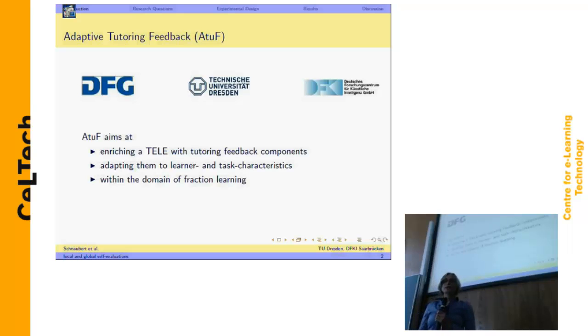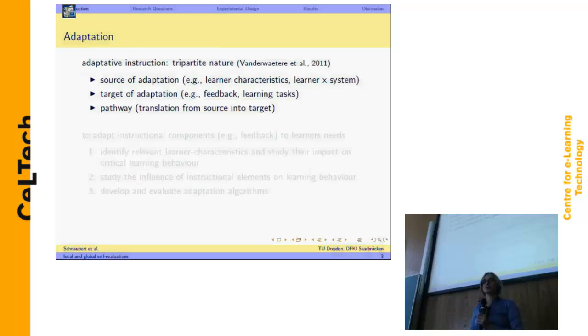The project aims at enriching a computer-based learning environment with tutoring feedback components and to adapt them to learner as well as task characteristics, and all of this within the domain of fraction learning, because this is a really difficult domain for students like 6th or 7th graders. When they learn to handle rational numbers, they can't apply all the concepts and rules they've learned from the natural numbers. So this is the background.